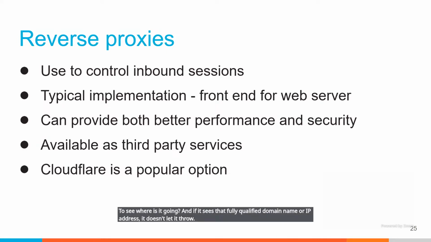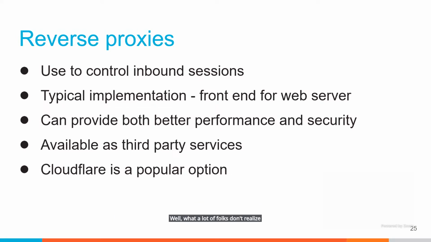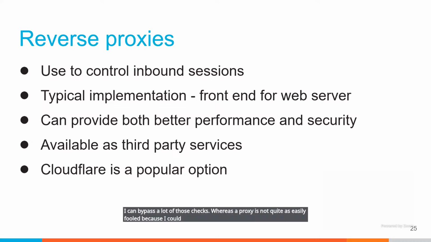Well, what a lot of folks don't realize is most browsers will accept hex. So if I just put that website in hex characters instead of ASCII characters, I can bypass a lot of those checks. Whereas a proxy is not quite as easily fooled, because I could give it hex, but it needs to translate that for the outbound process, and the outbound process will see, "Hey, this is going someplace it shouldn't be."